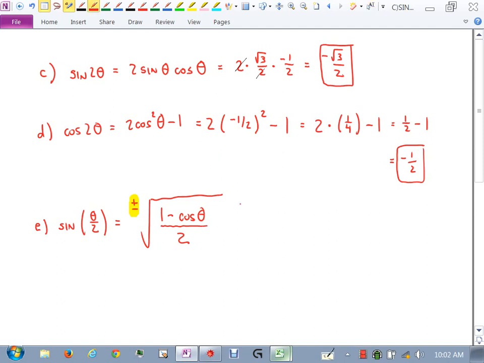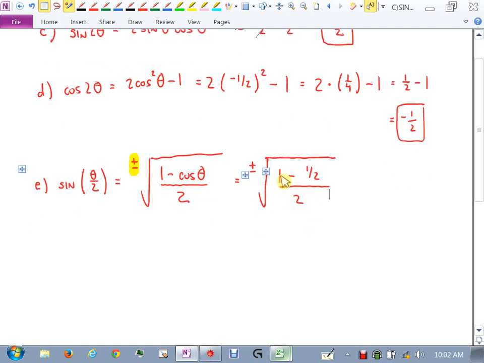So this should be plus or minus square root, 1 minus cosine theta is 1/2, all over 2. 1 minus 1/2 is 1/2. What's 1/2 divided by 2? 1/4. And what's the square root of 1/4? Do square root on top and bottom separately. Square root of 1 is 1. Square root of 4 is 2. So you get 1/2.